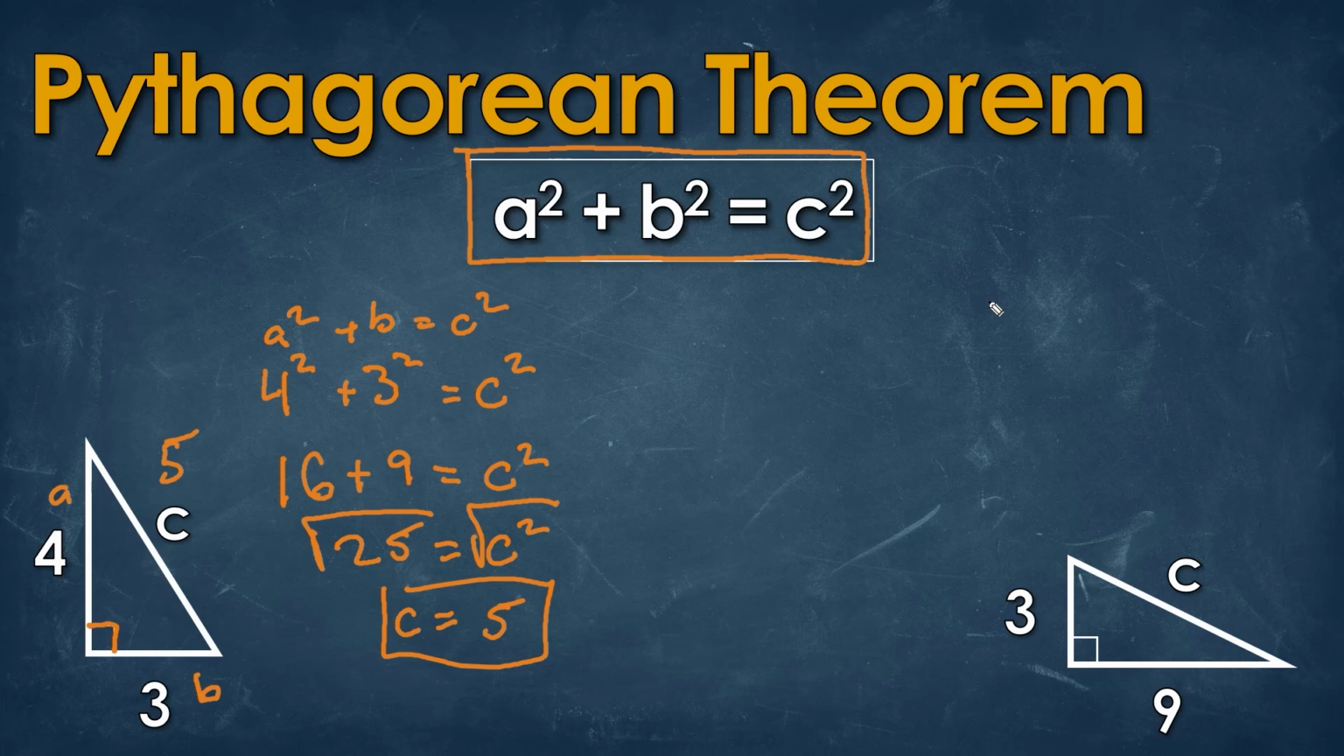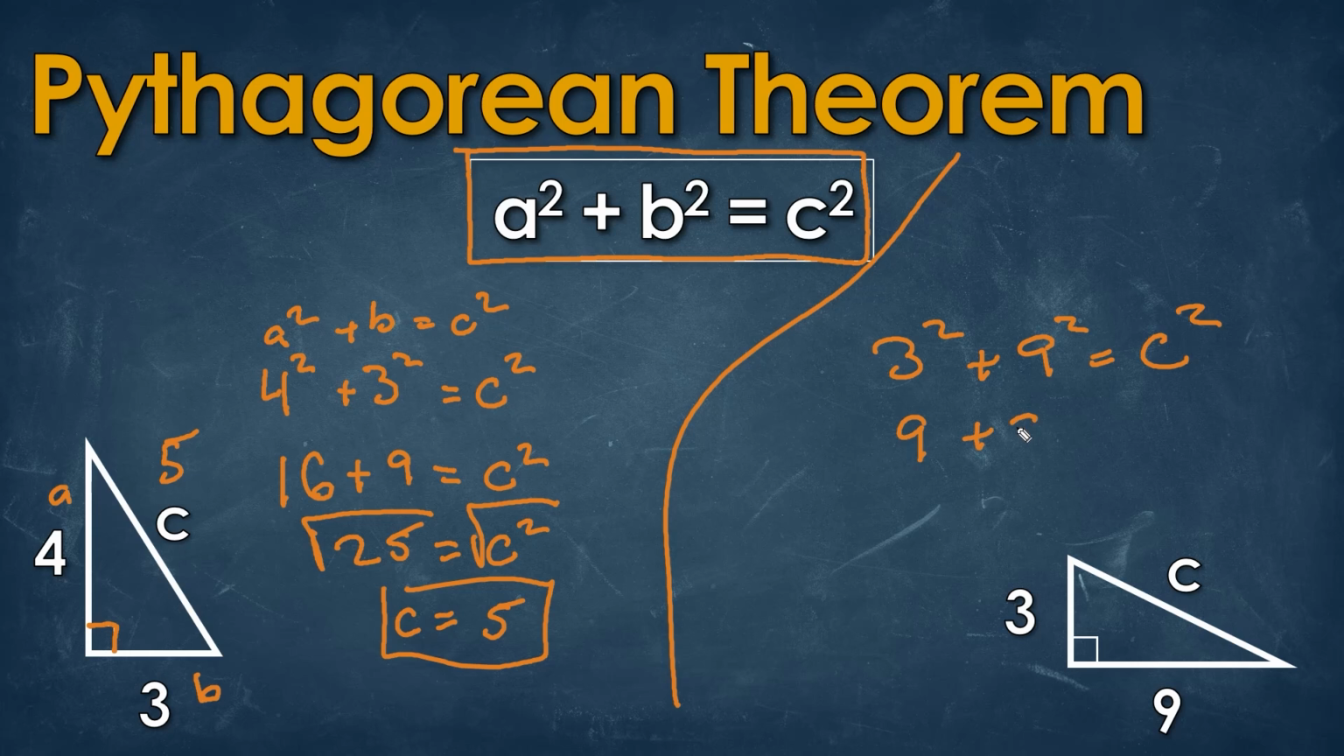Now looking at this problem over here on the right side, we have 3 squared plus 9 squared is equal to c squared. If we simplify this out, we're going to get 9 plus 81, and that is equal to c squared. Adding those two numbers, that's going to give us 90 is equal to c squared. So we have to take the square root of both sides, and you'll notice that 90 cannot be simplified. If that's the case, we're just going to leave c as the square root of 90.